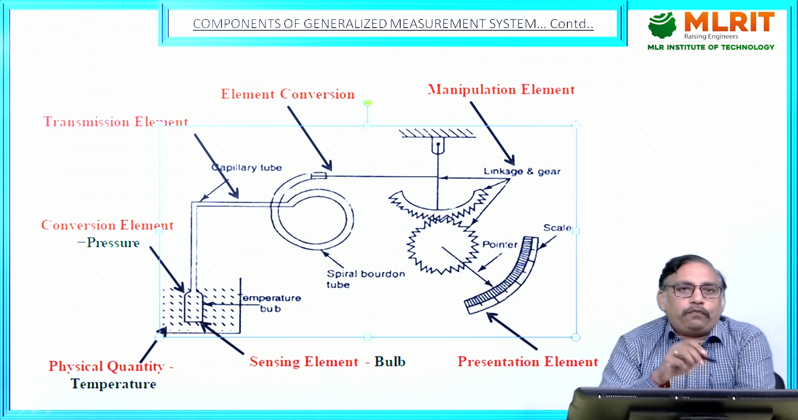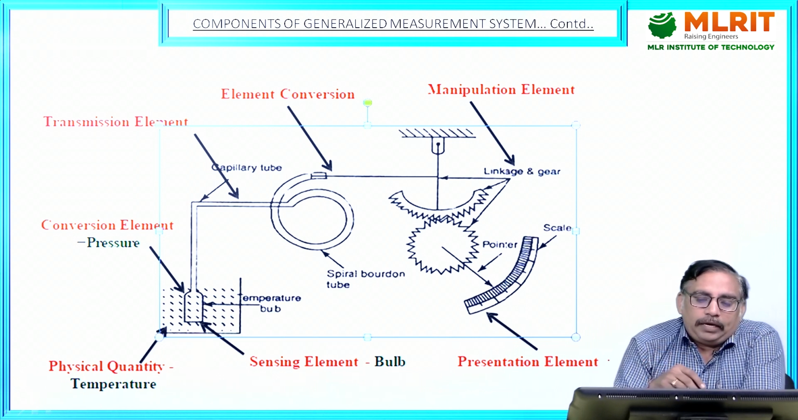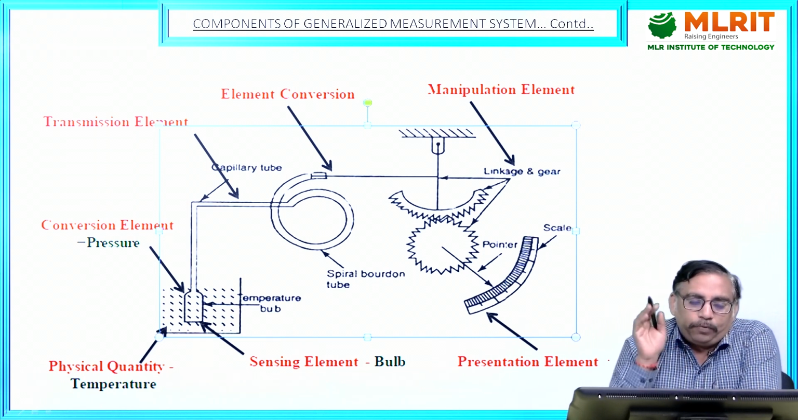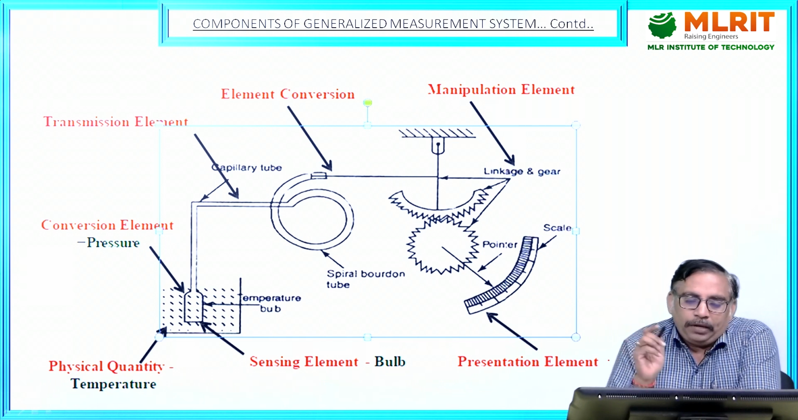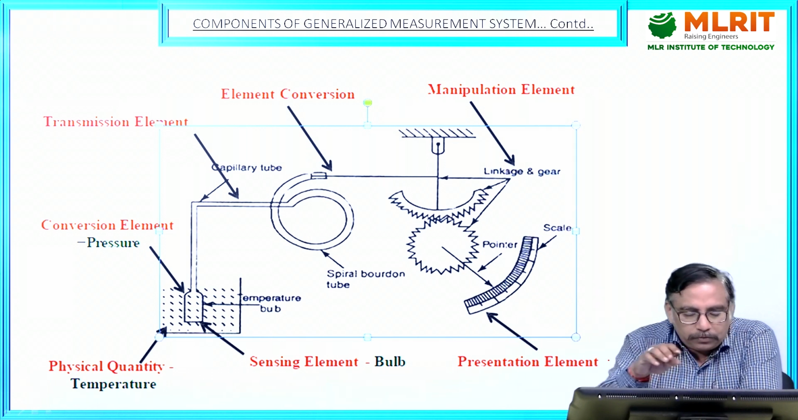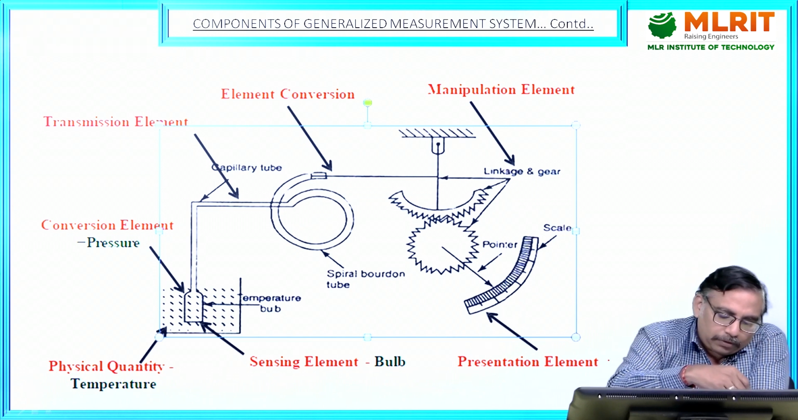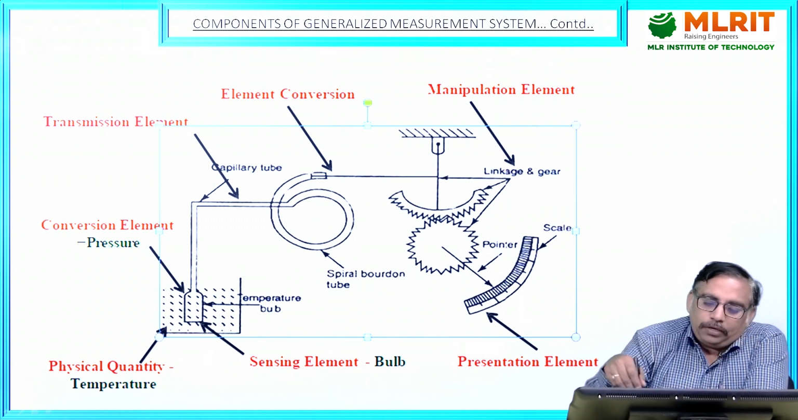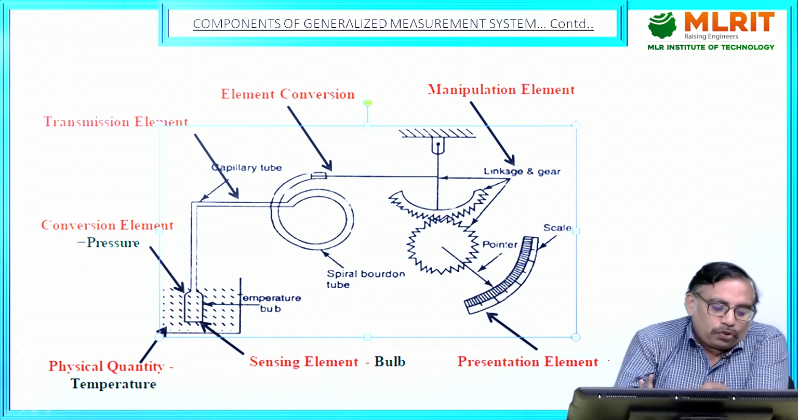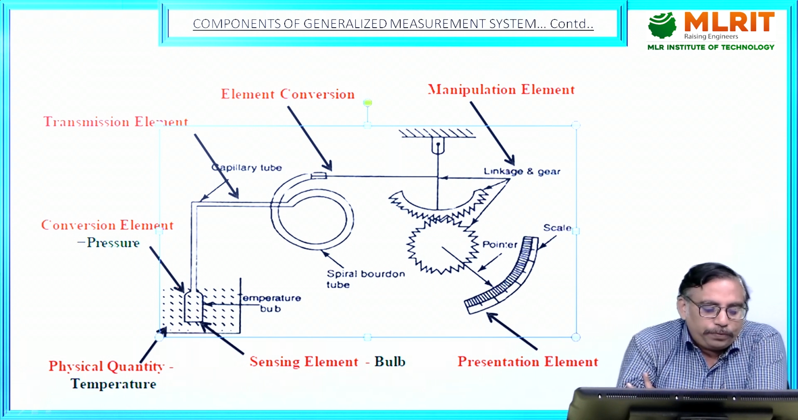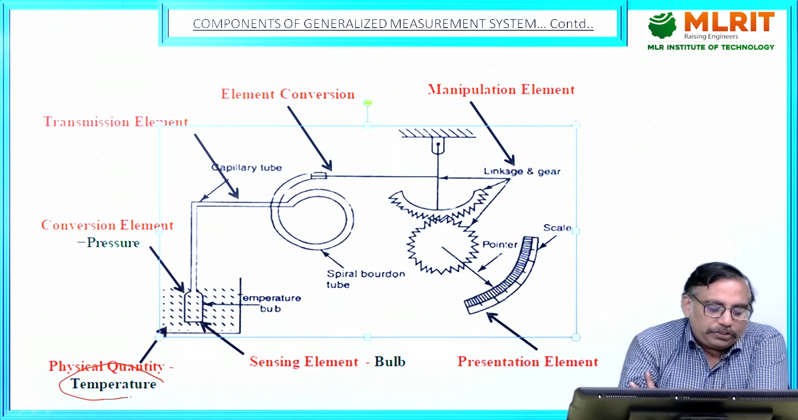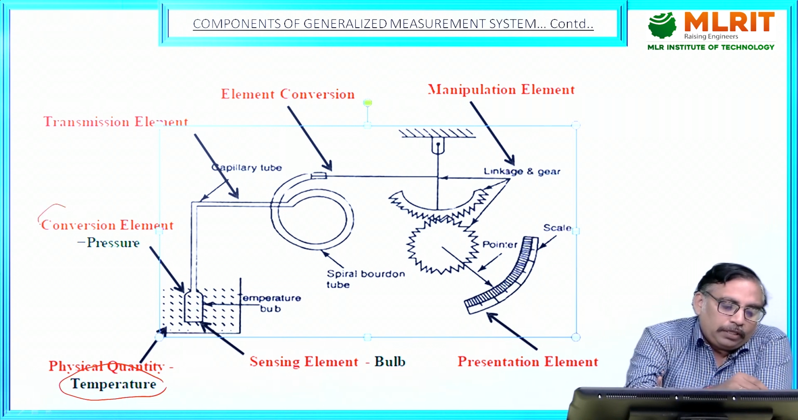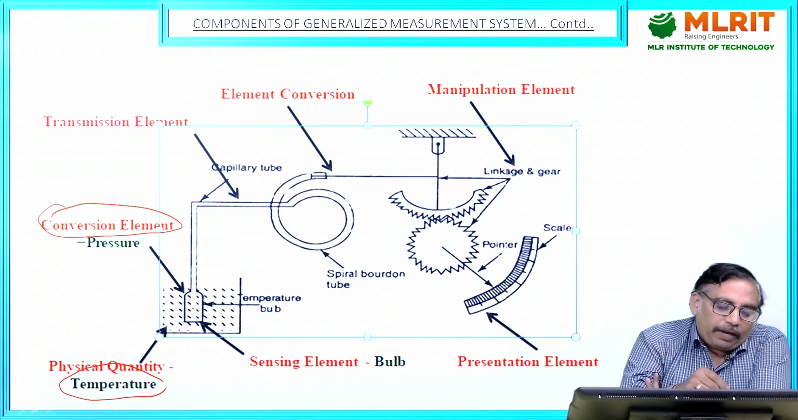To understand all these elements, I have taken a small example of one instrument. I will go from the bottom left side to the right side in a clockwise direction. Here the physical quantity to be measured is temperature. There is a conversion element, and the vapor is sent in the form of pressure to a gauge.